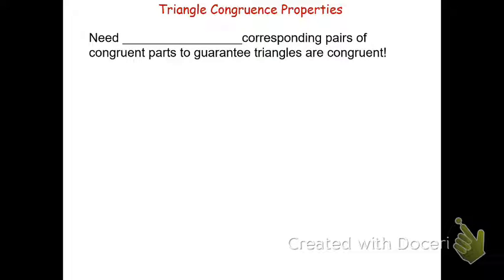This video will explain how to do triangle congruence properties as a review, and then go over how to do the congruent statements. Now keep in mind from our previous work, you need at least 3 pairs of corresponding parts to guarantee triangles are congruent. Again, minimum 3 corresponding pairs of congruent parts to guarantee congruence. Now 3 corresponding pairs won't always work, but the minimum is going to be 3.